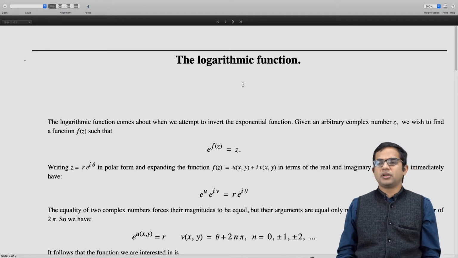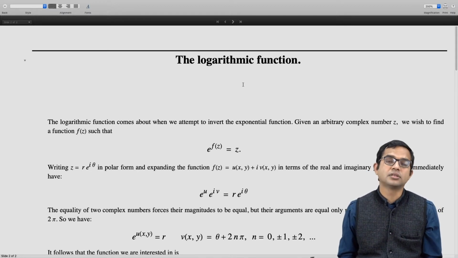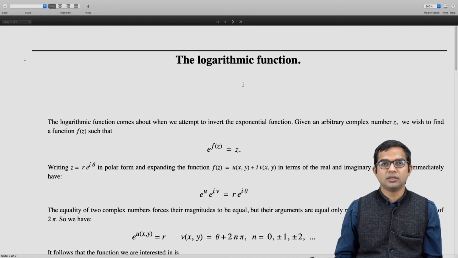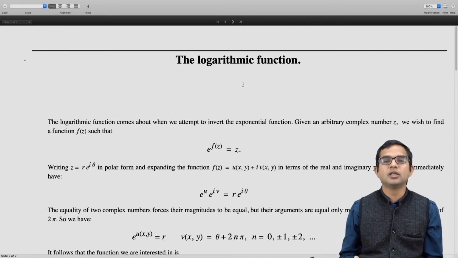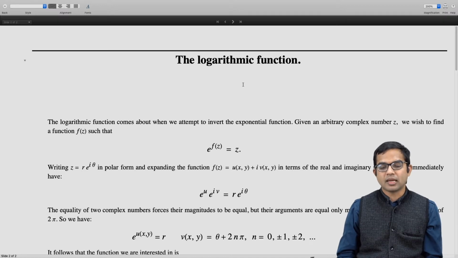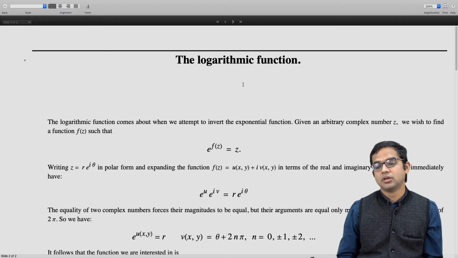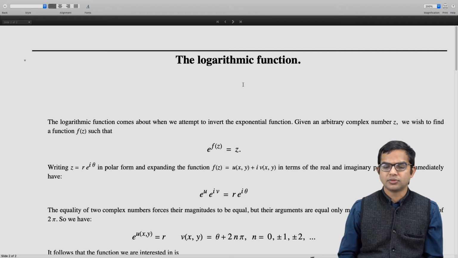So given an arbitrary complex number z, we wish to find a function f of z such that the exponential of this function, or the value e to the f of z, must give back z, right? So if we write down z in polar form as r times e to the i theta, and expand the function f of z itself as a real part and imaginary part, u of x comma y plus i times v of x comma y, we immediately see that this is the same as asking e to the u times e to the iv, right?